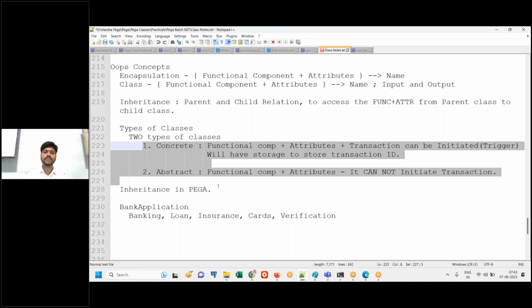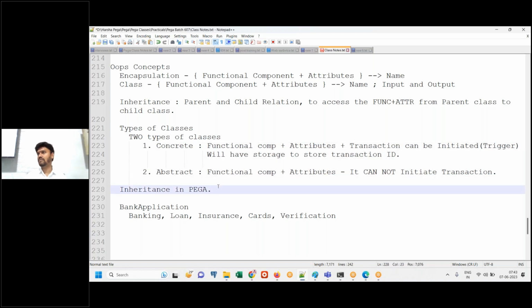You ask anyone why you need abstract classes, they will say we want to hide the functional development, that's why we need abstract classes. That's not the reason. That is not the reason, actually. Anyone has any doubt or any question up to here? Everyone clear? So far we discussed class inheritance and types of classes also.